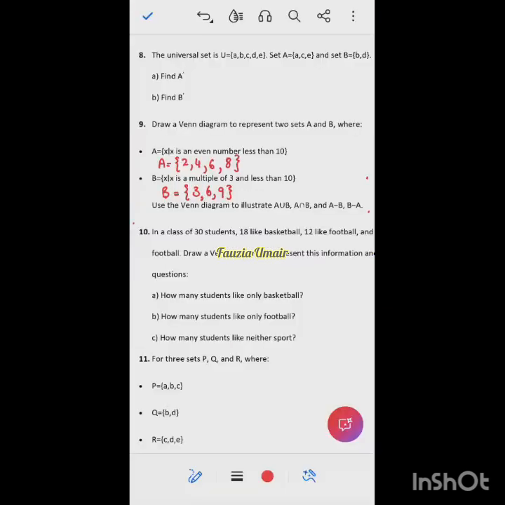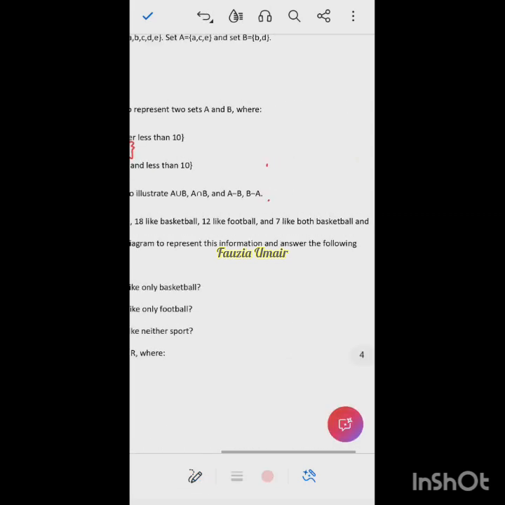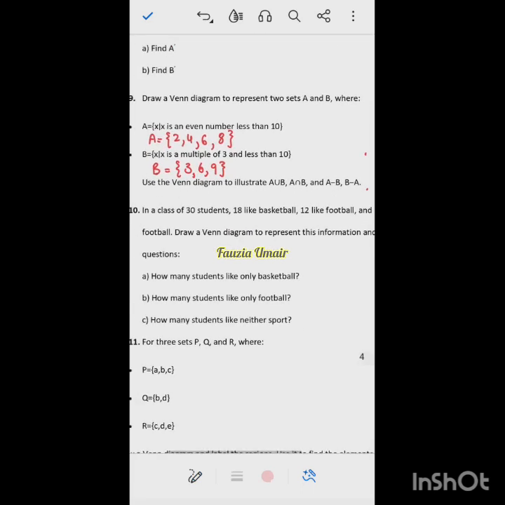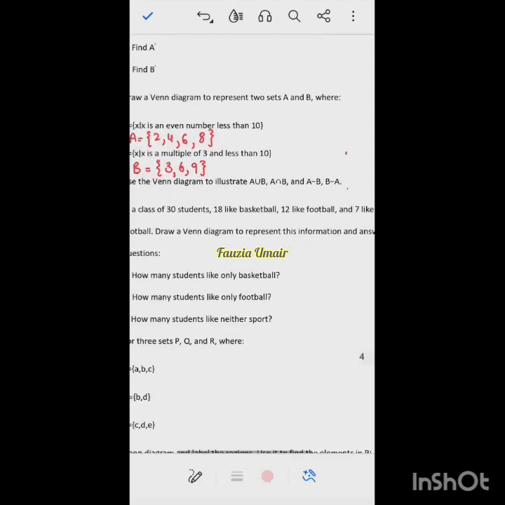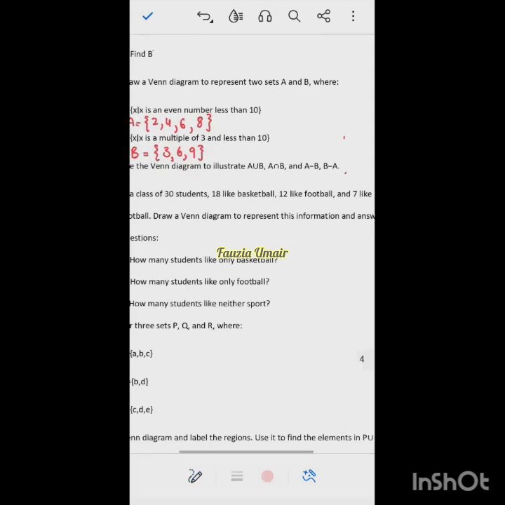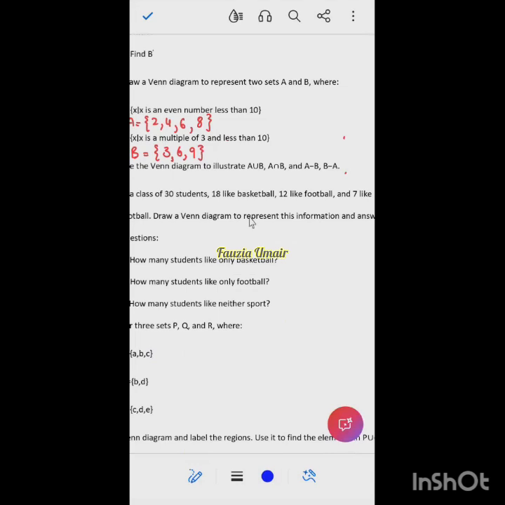So now let's move on to question number 10. Question number 10 is a different type of question because sets are not given to you. It's only the numbers we know. The question is, in a class of 30 students, 18 like basketball, 12 like football, and 7 like both basketball and football. Draw a Venn diagram to represent this information and answer the following questions. If you draw this Venn diagram correctly, it's very easy to answer those questions.